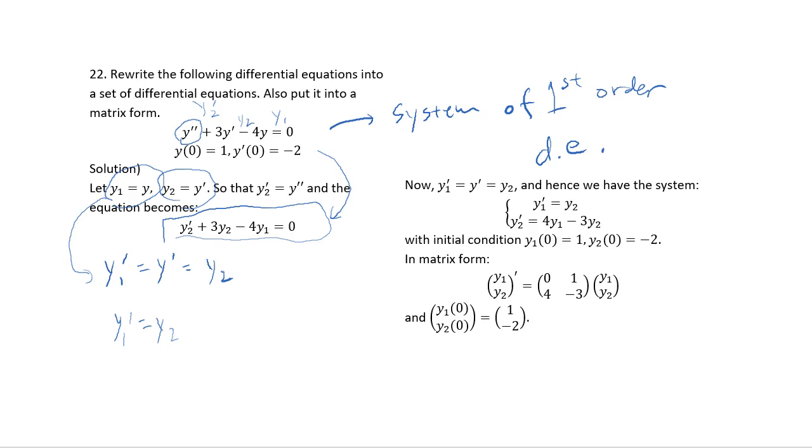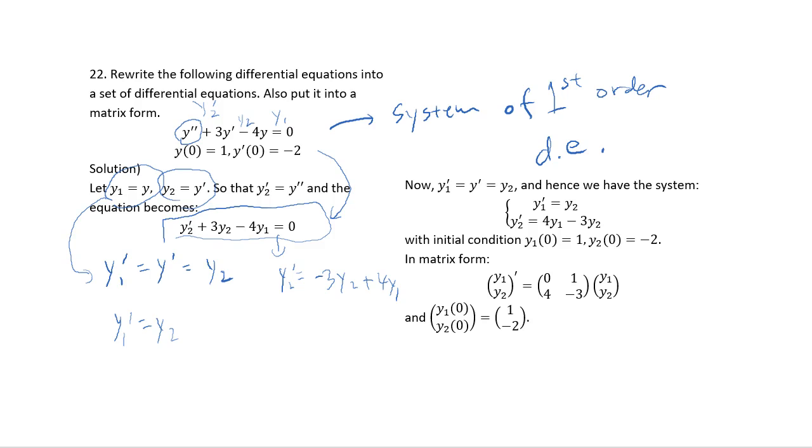So the above equation becomes this. And then you solve this for y2 prime. This goes to the other side, you get negative 3y2. This goes to the other side, it's plus 4y1. And you have one equation, another equation, you put those together, and that is your system of equations.